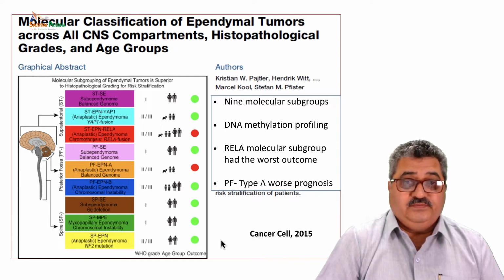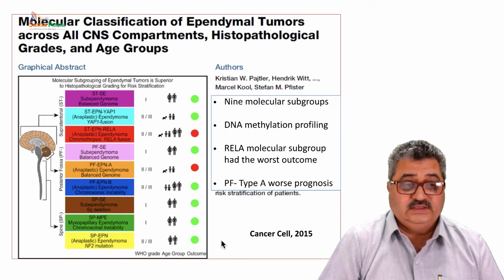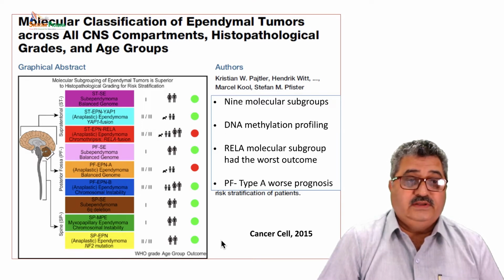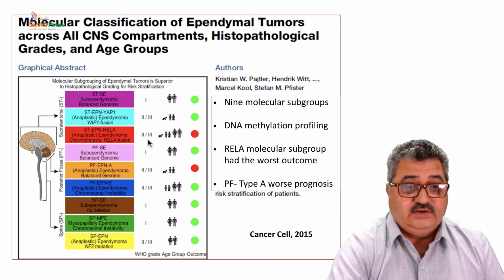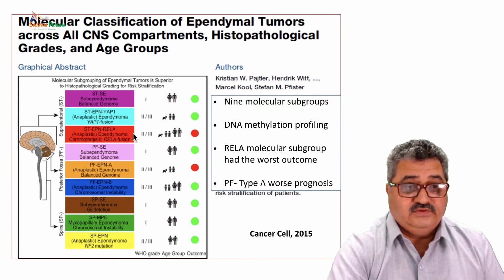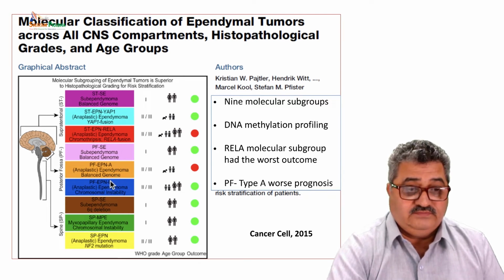In this classification, based on the methylation profile and some of the epigenetic changes, the ependymomas were grouped into 3 compartments: supratentorial, posterior fossa, and spinal. And in each compartment, there was subependymoma. These 2 in red, in the supratentorial and the posterior fossa, were supposed to have a worse prognosis. They may be grade 2, but even as grade 2, they have the worst prognosis. They are the RELA fusion positive, and in the posterior fossa, they were the type A ependymoma posterior fossa.